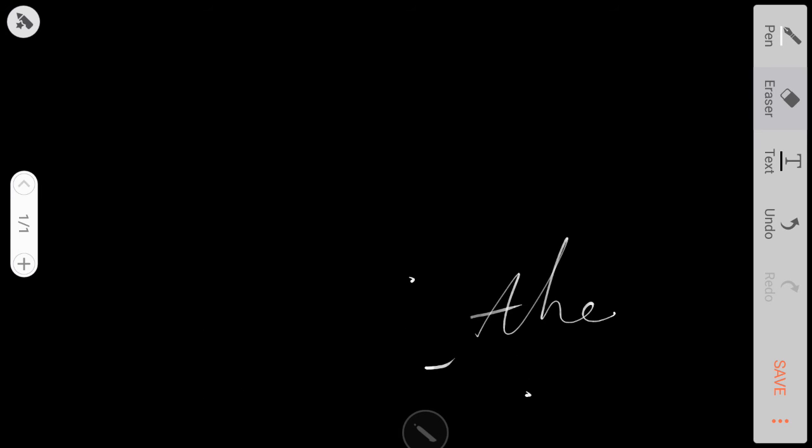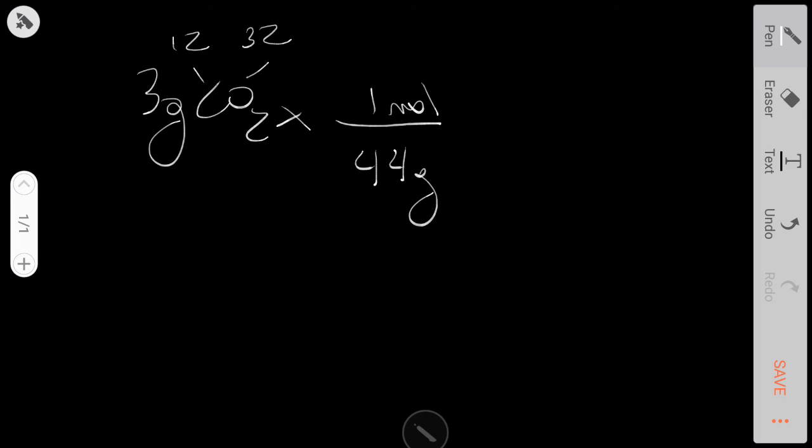So right now you should be thinking, okay, what is my molar mass of carbon dioxide? So I got 3 grams of CO2 times carbon is 12 and oxygen is 16 each, so that's a total of 32. Those combined together, it looks like it's going to be 44 grams in 1 mole. Grams are going to cancel. This is going to equal 3 divided by 44, which will equal how many moles?